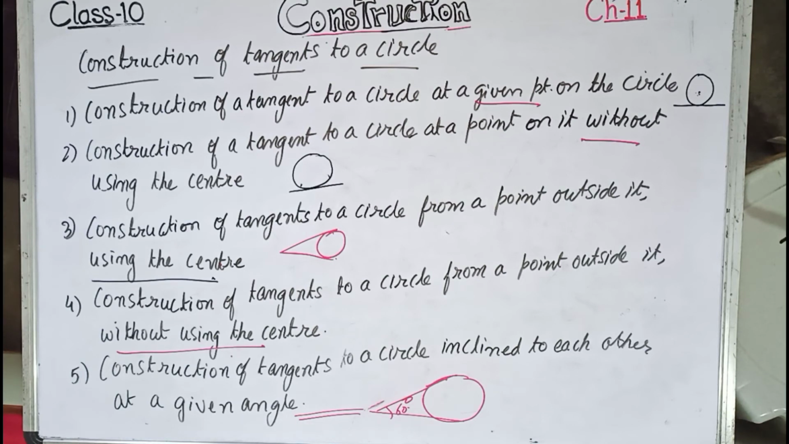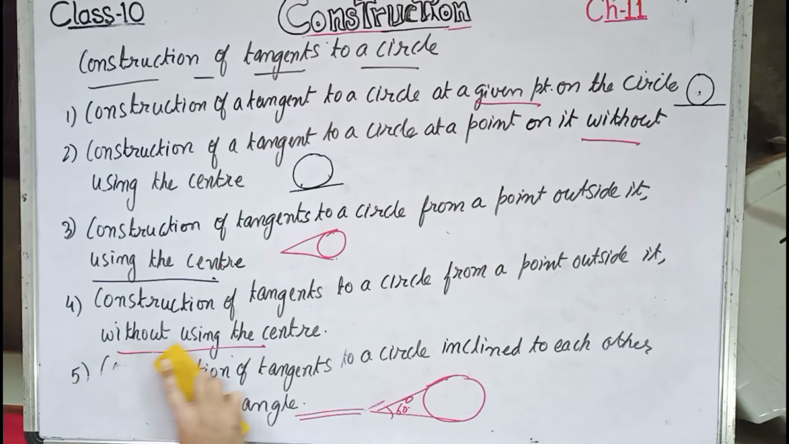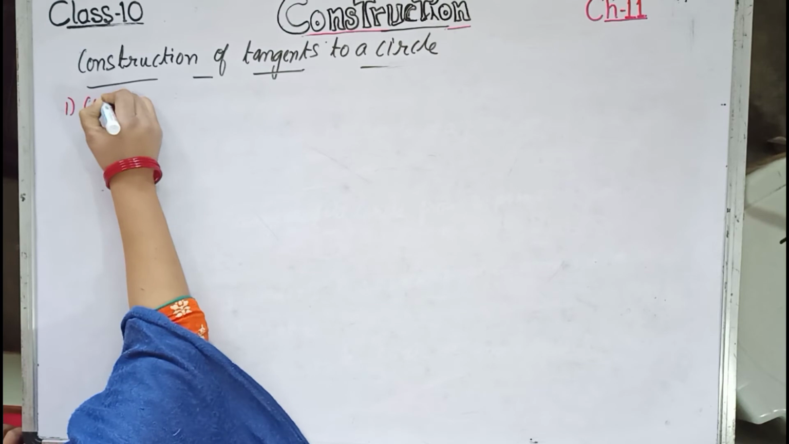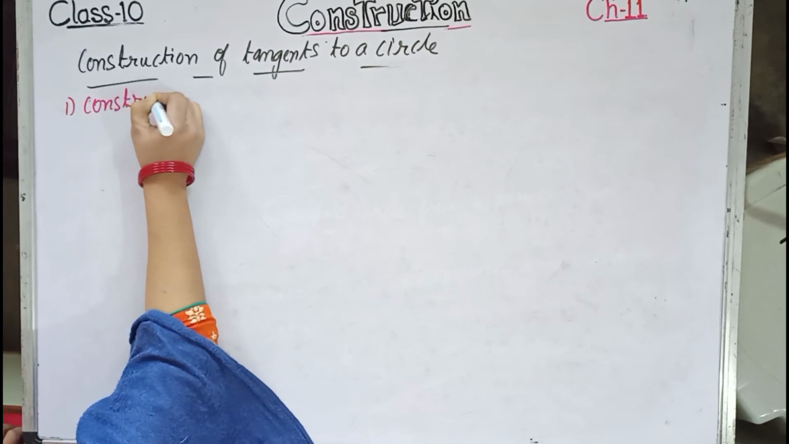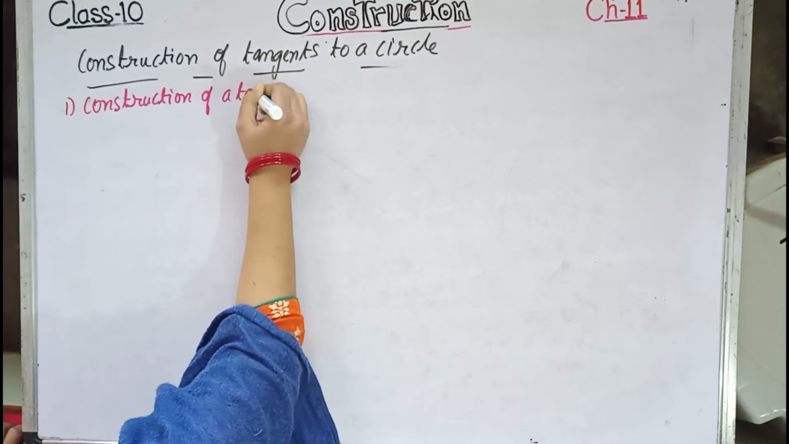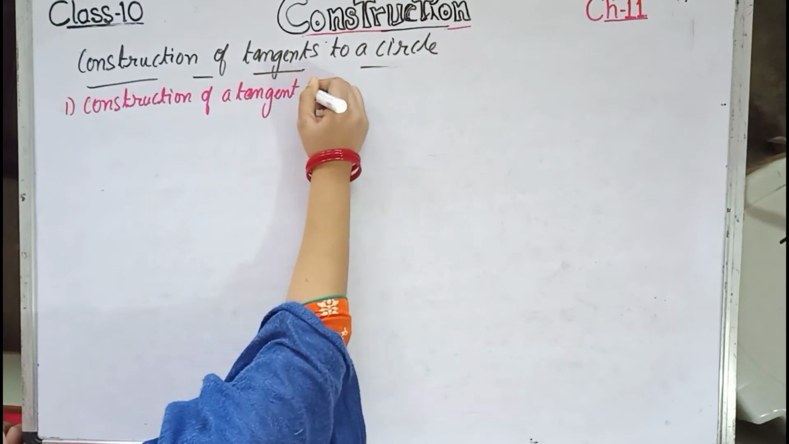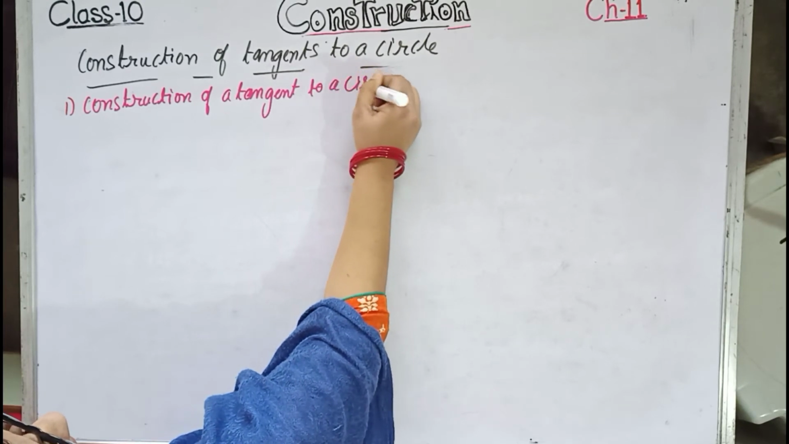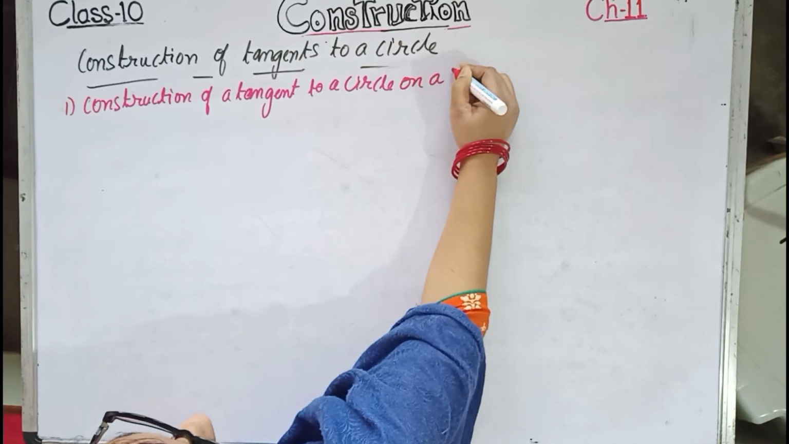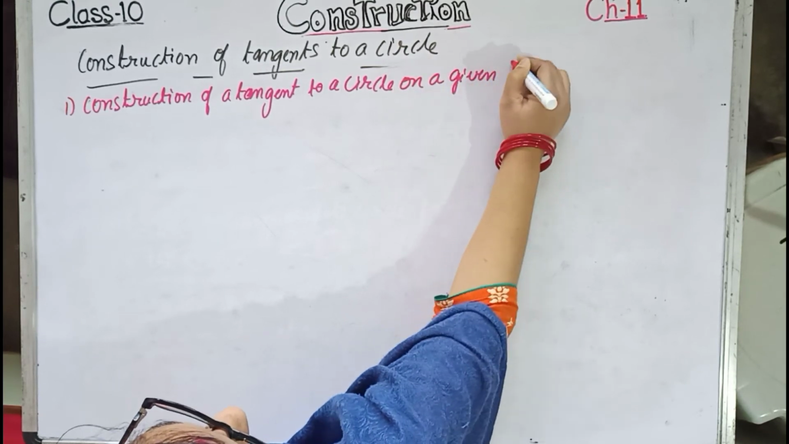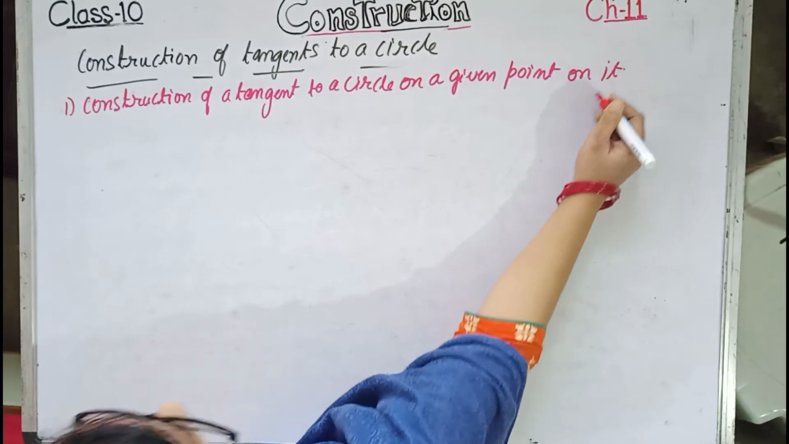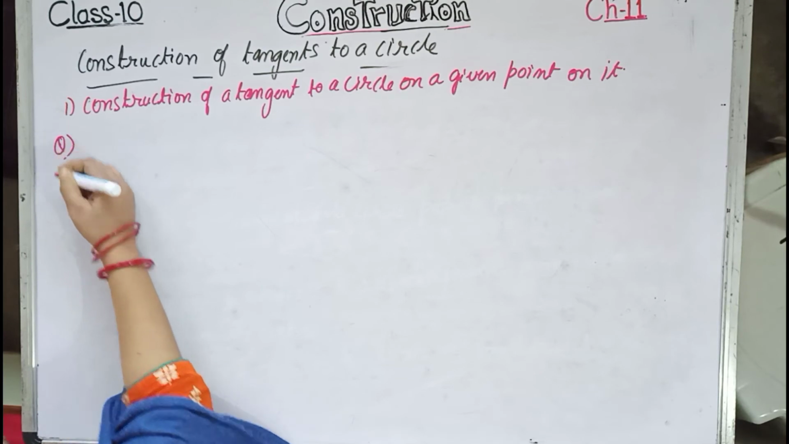So let us start. So number 1 first. Construction of a tangent to a circle on a given point on it. So let us write the question also.